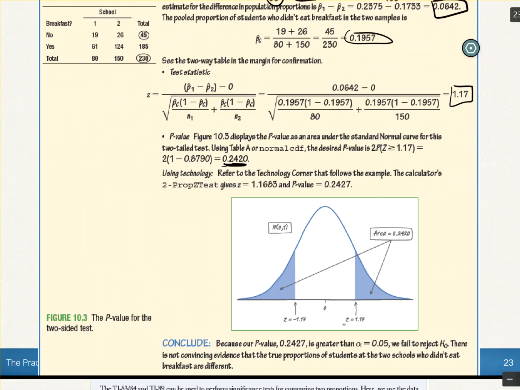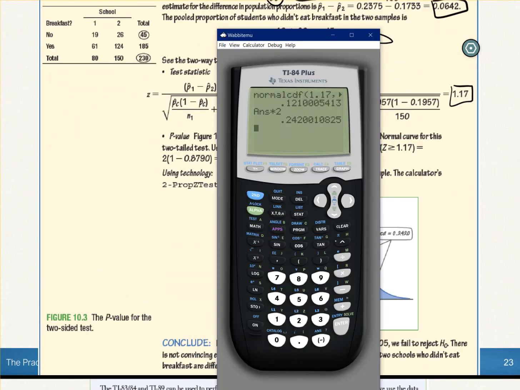All right, so how do we do this on the calculator? This is kind of nice. You can just do it real quick. Stat, tests, 2 prop z test, because we're testing this. So if we look at this, we had 19 out of 80, and 26 out of 150, I believe it was. And we want to know if they're not equal.